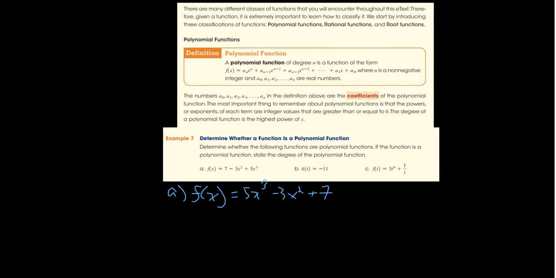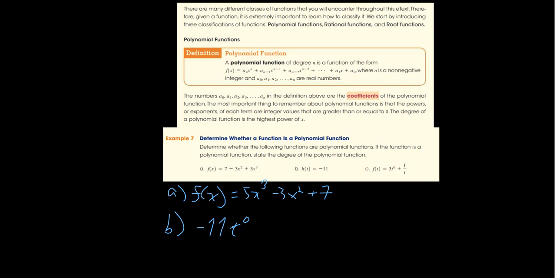B, you don't have a variable there, do you? But you kind of do, right? B is saying h of t, so that's the variable being used. Well, think of B as being negative 11 times t to the 0th power. And what's anything raised to the 0th power? Well, that's 1, so it's 1 times negative 11, which is indeed negative 11. But that's not the point here. The point here is that we have a variable.